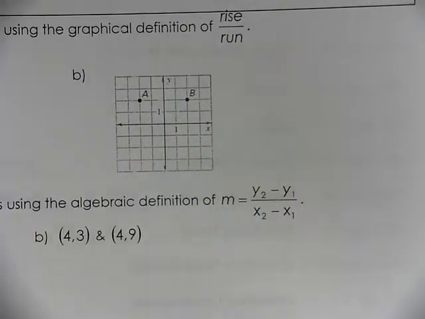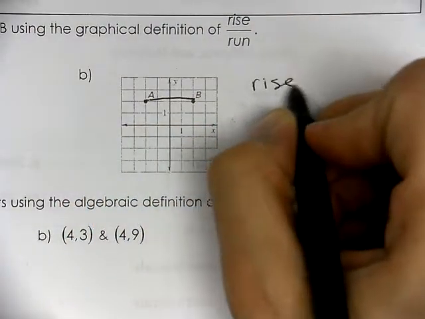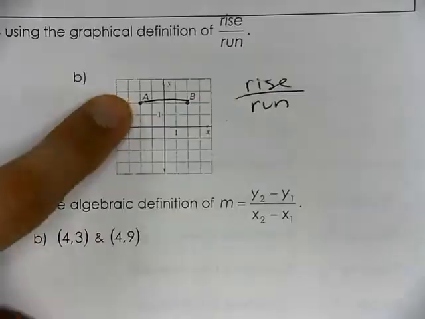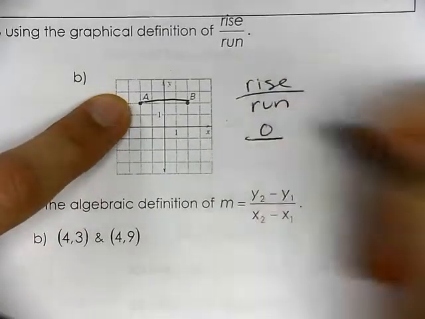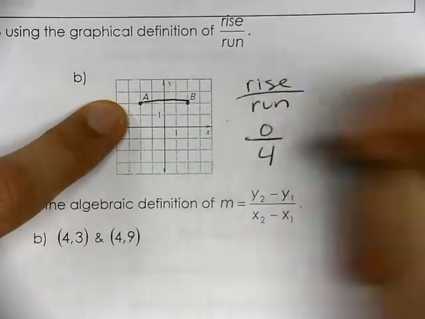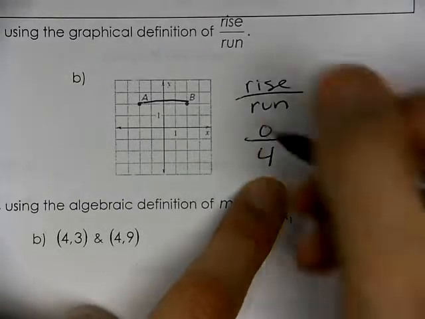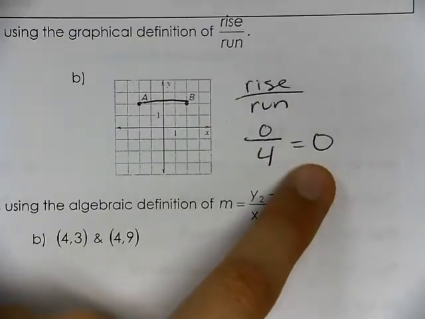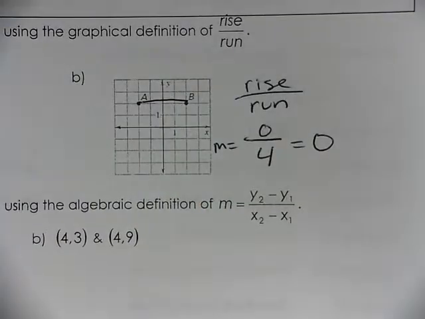So you can either count. If I look at B, from A to B, think about rise over run. How much up or down am I going? 0. How much left to right? When you have a fraction, 0 divided by 4 is just 0. That's why this is a 0 slope. Remember, slope's always m, because we're going to do y equals mx plus b tomorrow.